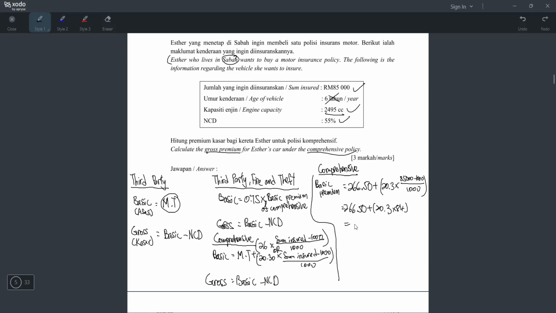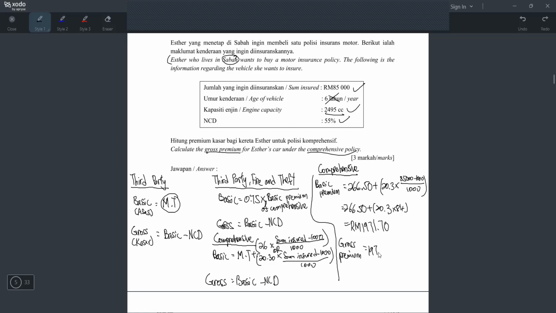Okay, so RM1971.70. Don't forget to write the RM and also put 2 decimal places. Price always has 2 decimal places. Okay, this is not the answer. I still need to find the gross premium. What if one day the exam wants you to find basic premium? Then you stop here lah. If they want basic premium, then you finish already. But if they want gross premium, premium kasar, you still kena tolak NCD.